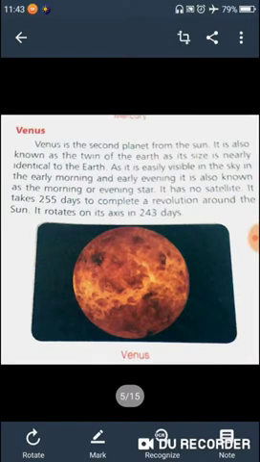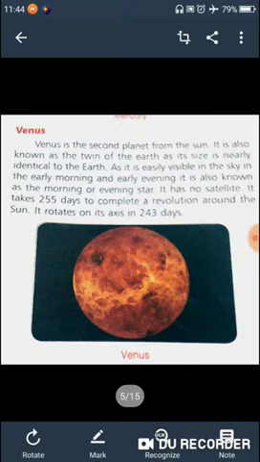Next, let's move towards the planet Venus. Venus is the second planet from the Sun. So first tell me the sequence of the planets from the Sun. The first one is Mercury, second is Venus, third is Earth, fourth is Mars, fifth is Jupiter, sixth is Saturn, then Uranus, and the last one is Neptune. However, there was also another planet named Pluto, but now it is not regarded as a planet. Why? Because of its huge distance, scientists didn't record it as a planet nowadays.